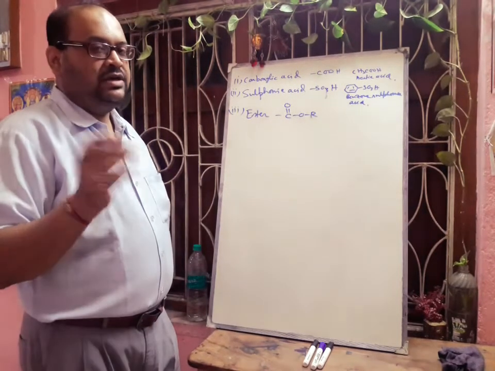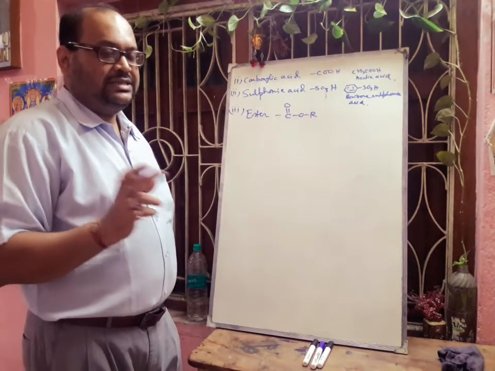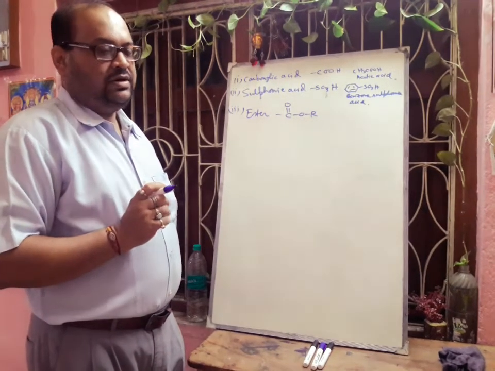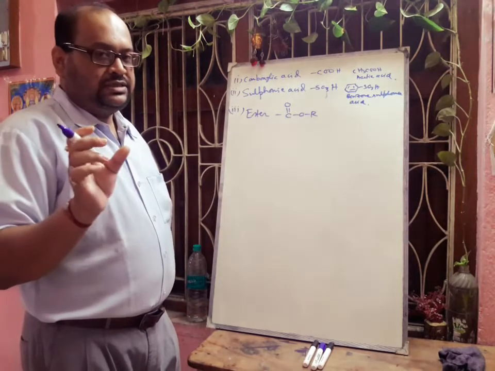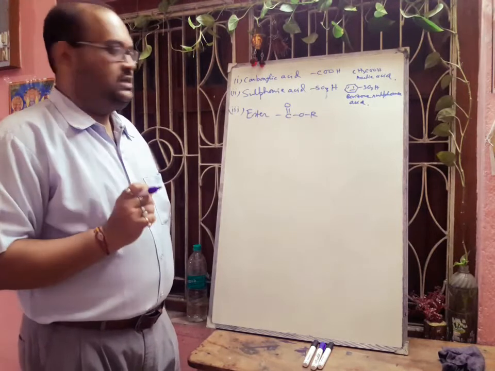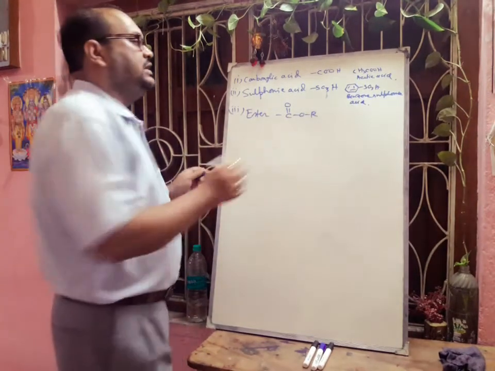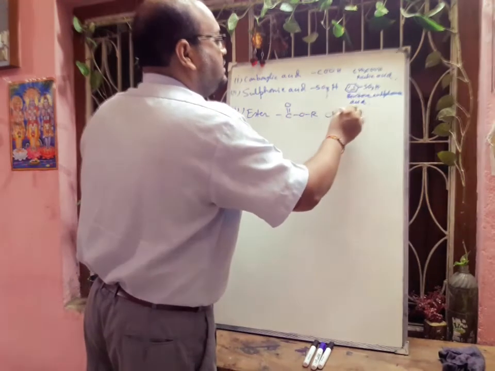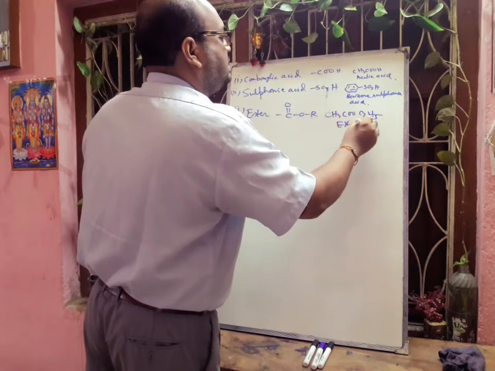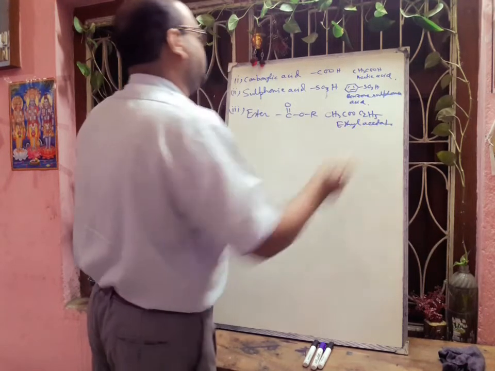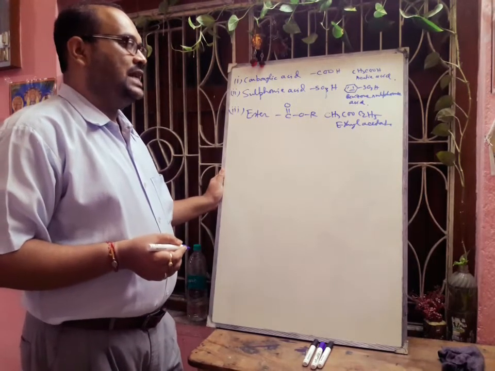Like methane, if we remove one hydrogen, that CH3 group is called methyl. In ethane, if we remove one hydrogen and attach with another thing, this C2H5 group is called ethyl. This is called alkyl. So this is the ester group, and we can take one example, that is CH3COOC2H5. The common name is ethyl acetate. So this is the ester of acetic acid.